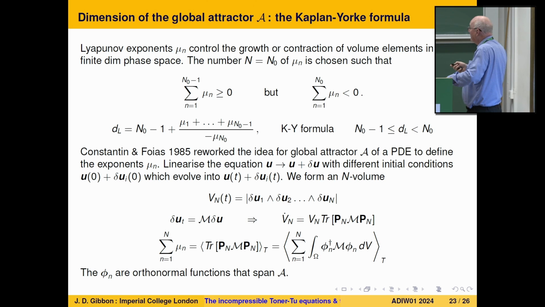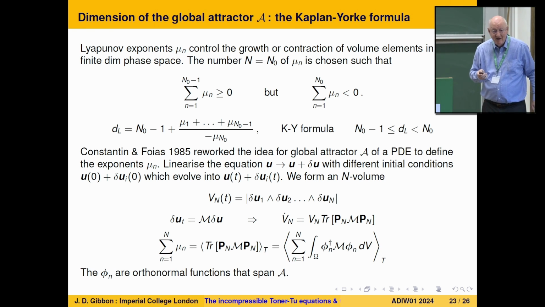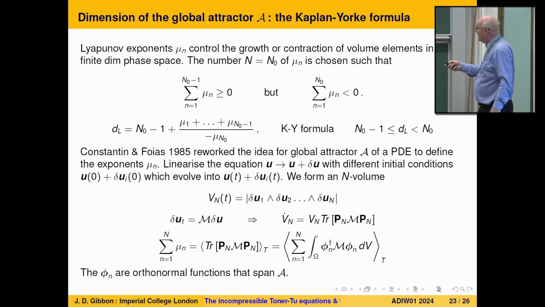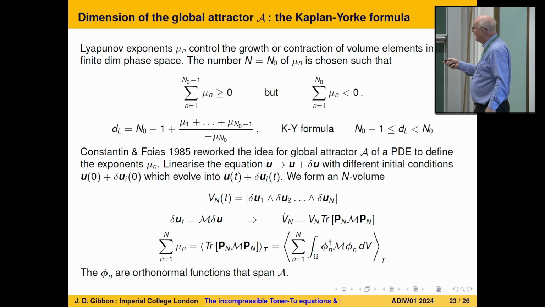And this N0 is essentially the following. You sum your exponents. And if N0 minus 1 of them is positive, and then you add 1 more in, and that changes the sign of the sum, then that value of N0 basically bounds above the Lyapunov dimension of the attractor. And N0 minus 1 bounds it below. You can prove from that, you can get this. And this is what's called the Kaplan-York formula, which was quite famous in its day. Now that's basically for ODEs, finite dimensional.